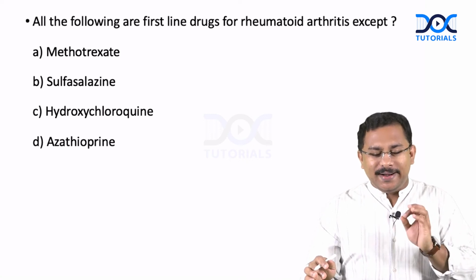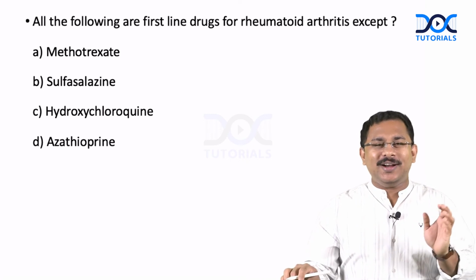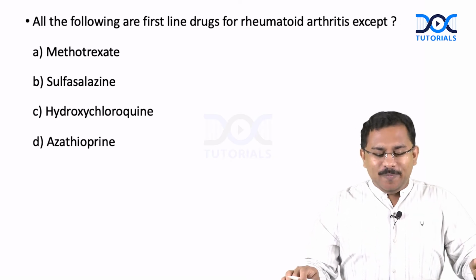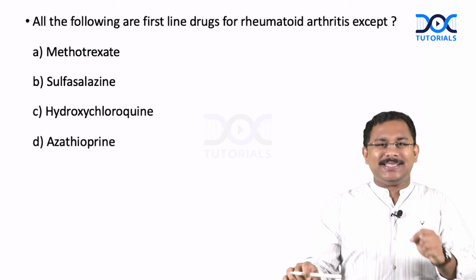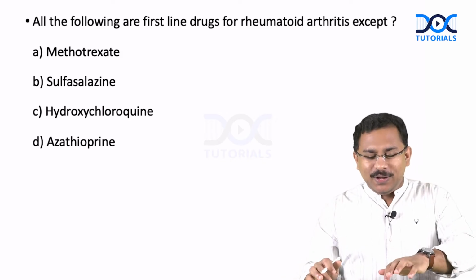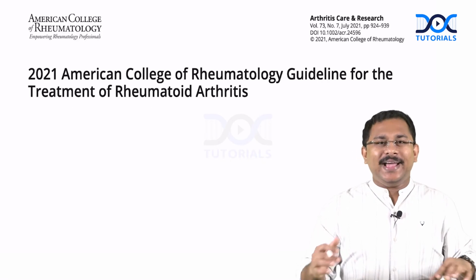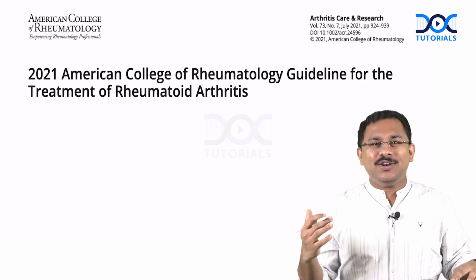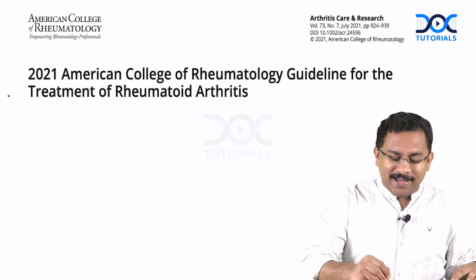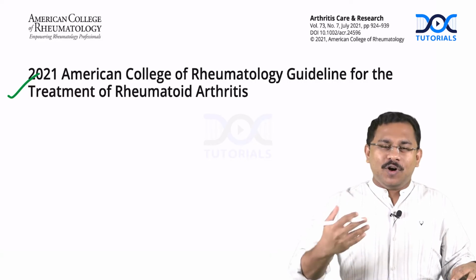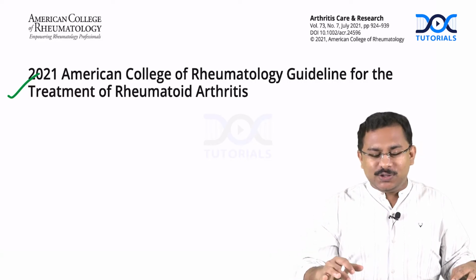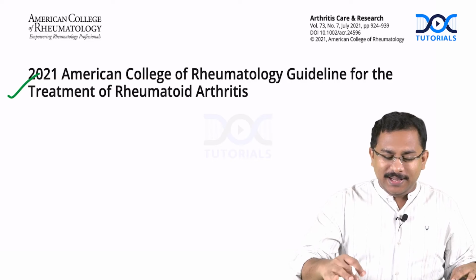All the following are first line drugs for rheumatoid arthritis except: methotrexate, sulfasalazine, hydroxychloroquine, azathioprine. Well, in my video lectures also, I have taught you regarding the 2021 ACR guidelines for the treatment of rheumatoid arthritis, and I have also given you the list of agents which are available for the treatment.